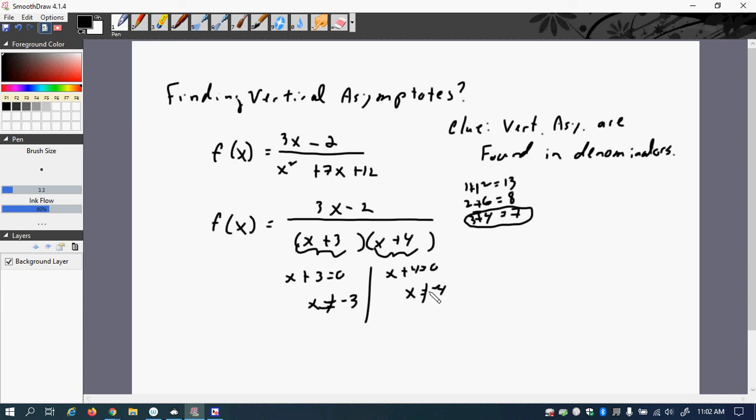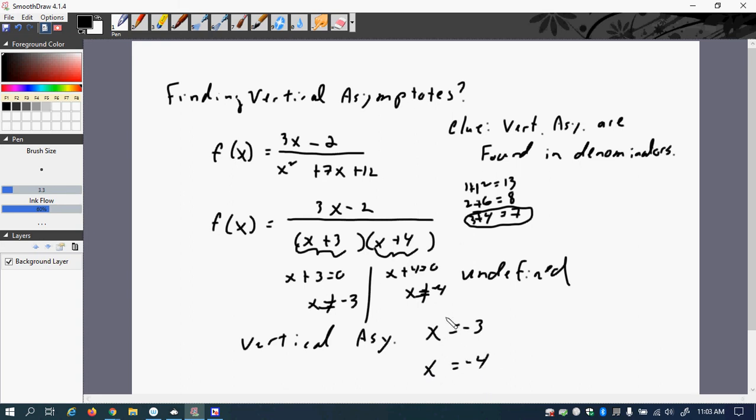And so again, I can't have x equal to negative 4, or I'll get a 0 here, which will make the denominator 0, and that would make it undefined. So this would be undefined if I use these two numbers. So this tells me my vertical asymptotes. So I have one at vertical asymptote that would be at x equal to negative 3, and then the other one would be x equal to negative 4.